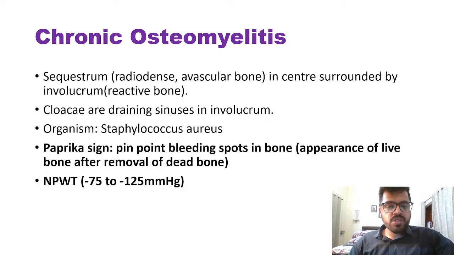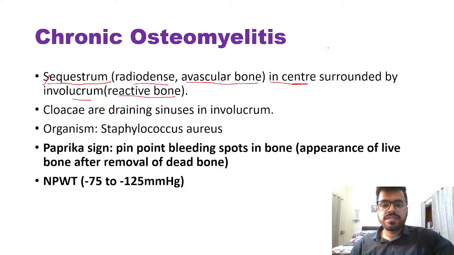So let's now discuss chronic osteomyelitis. The hallmark of chronic osteomyelitis is sequestrum formation. What is sequestrum? It is radiodense avascular bone in the center, which is surrounded by involucrum, which is reactive bone.